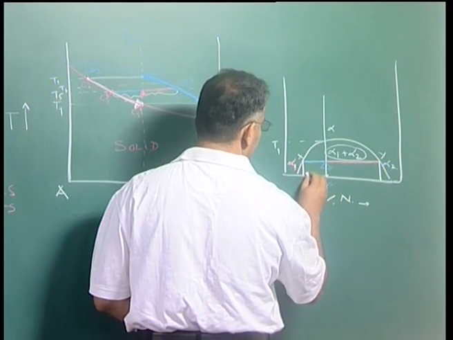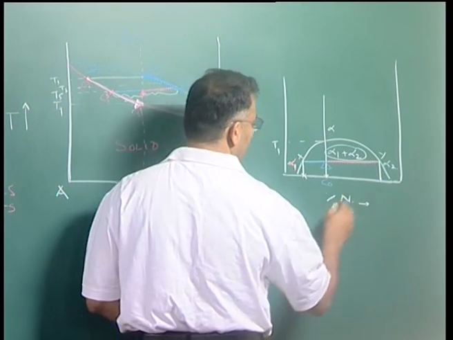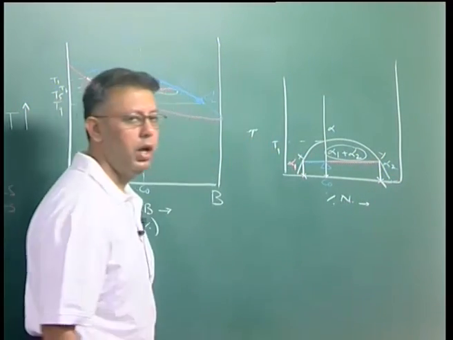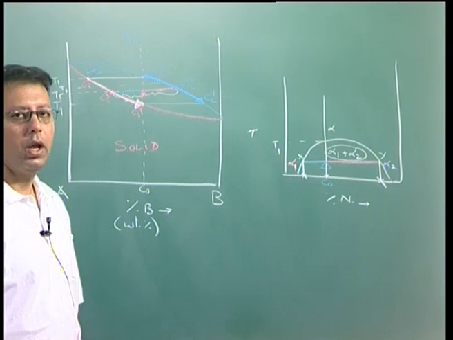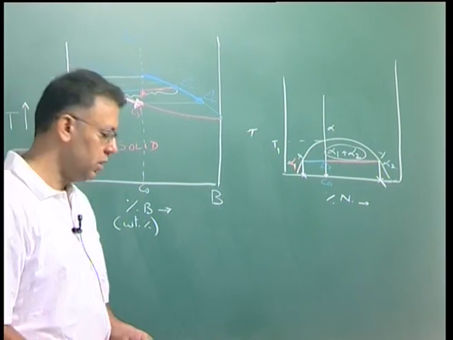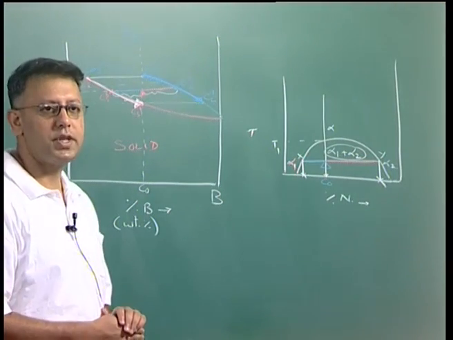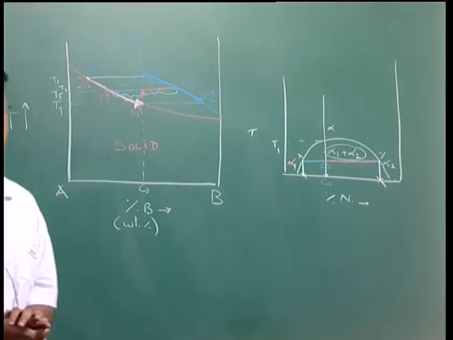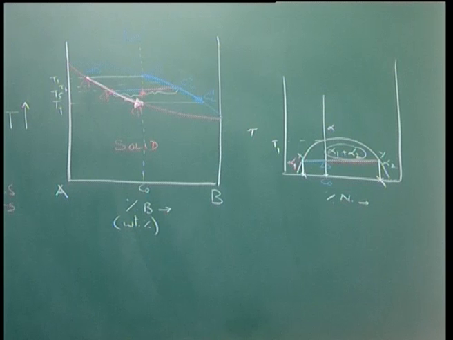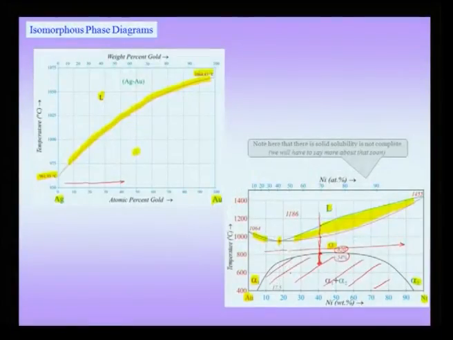So, this will tell me how much nickel is present in alpha 1, and this will tell me how much nickel is present in alpha 2. Therefore, I notice that there is a small but important variation to the isomorphous phase diagram at low temperatures, where there is phase segregation. Now, we will say a few more things about what kind of an enthalpy would lead to this. Typically, systems showing a positive enthalpy of mixing would show phase segregation.